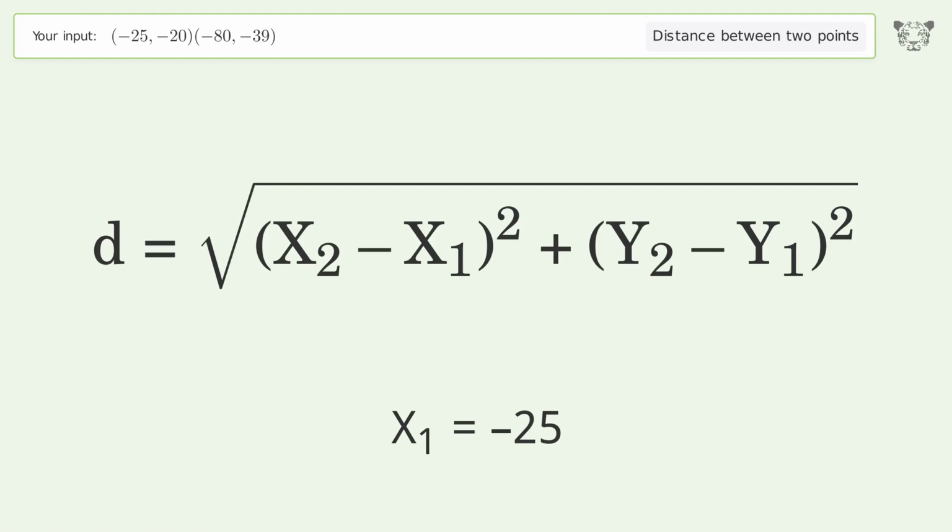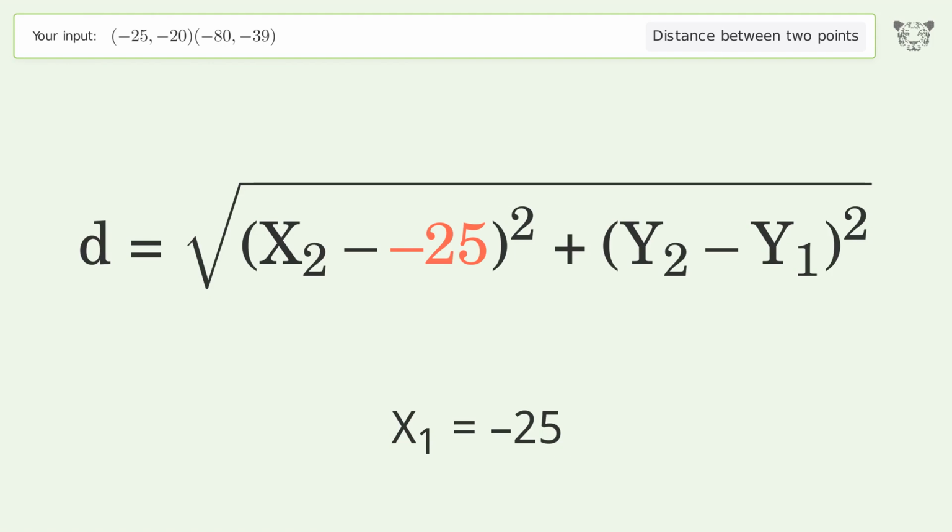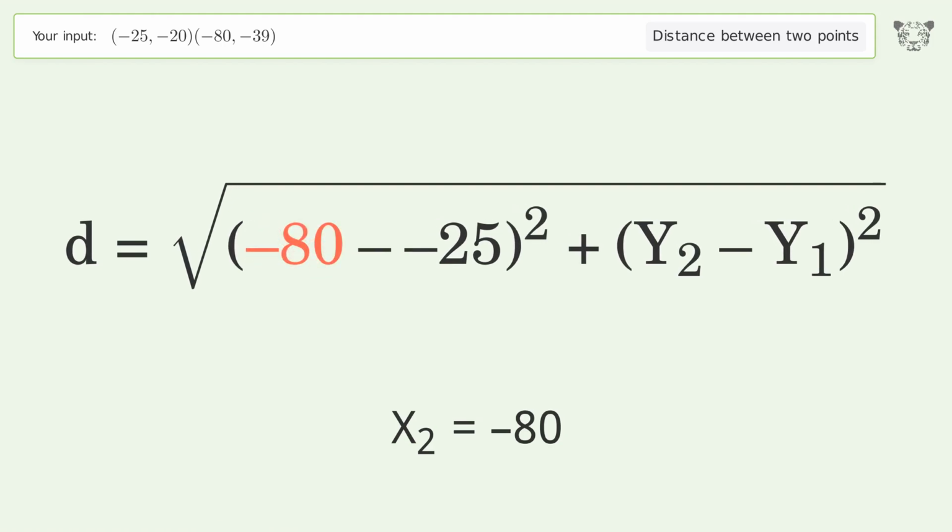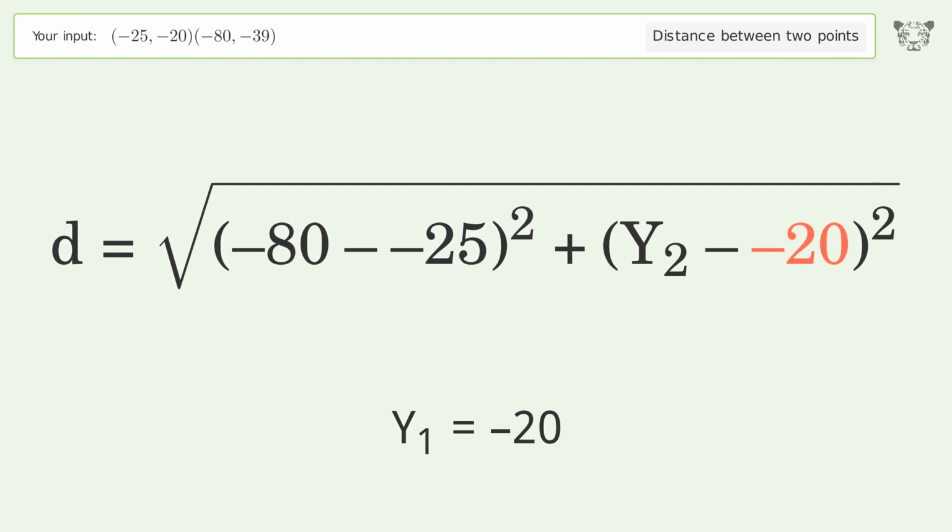x1 equals -25. x2 equals -80. y1 equals -20. y2 equals -39.